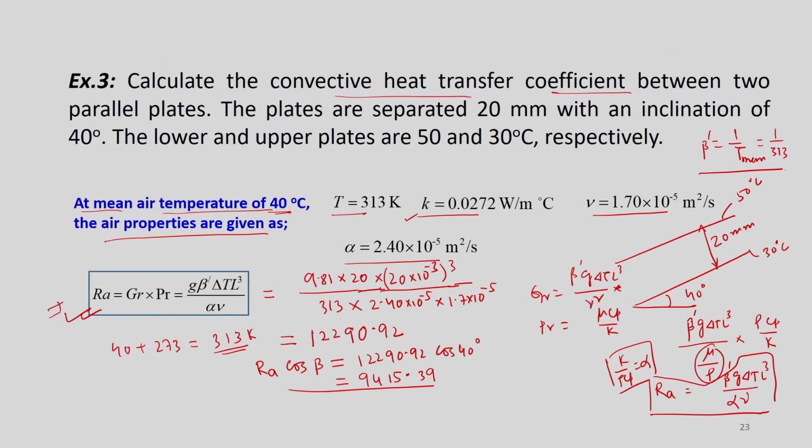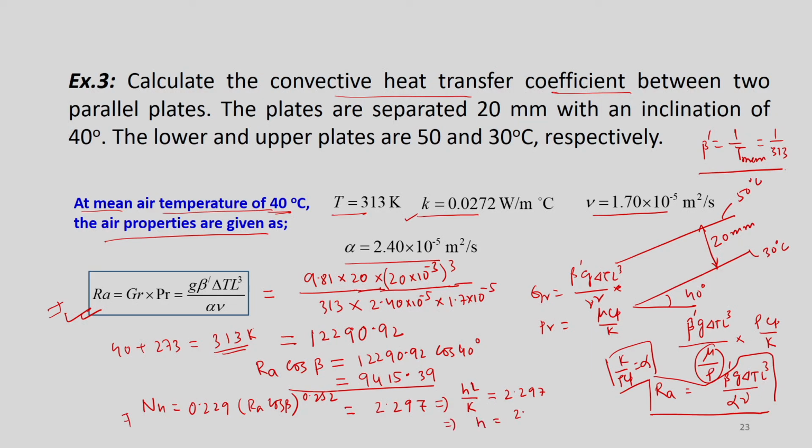So, here we can use the Nusselt number equal to 0.229 times Ra cos beta to the power 0.252. If we substitute this value, what we will get is 2.297. As we know, the Nusselt number is h L or D by k, which is 2.297. From here we can calculate what h is.